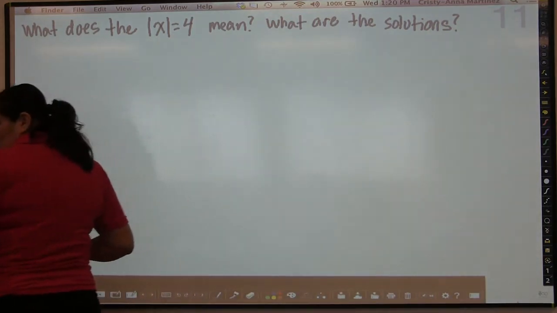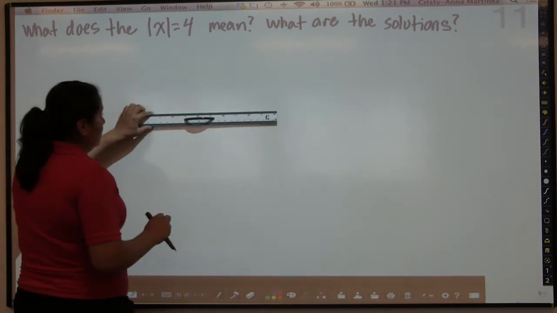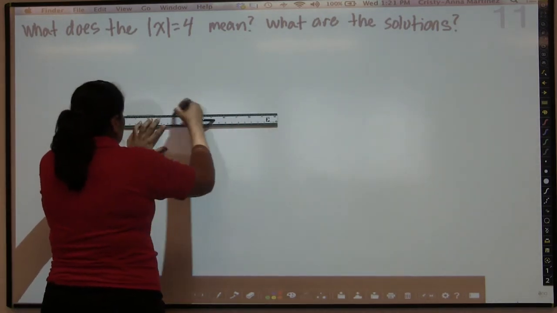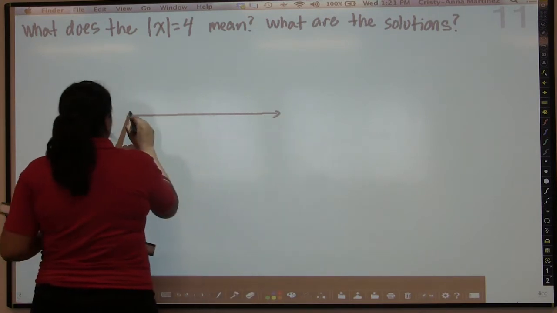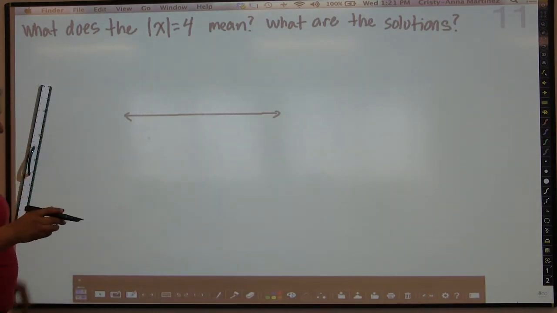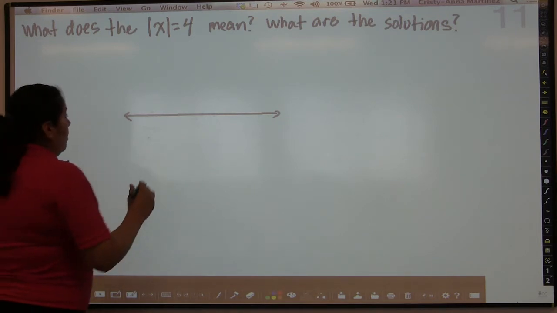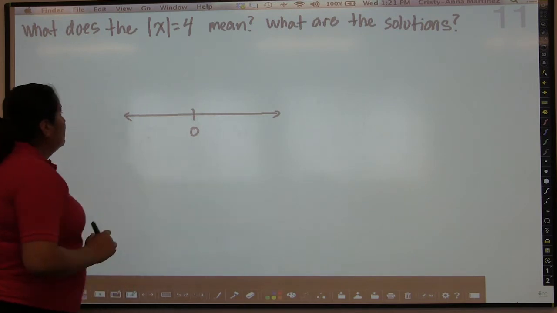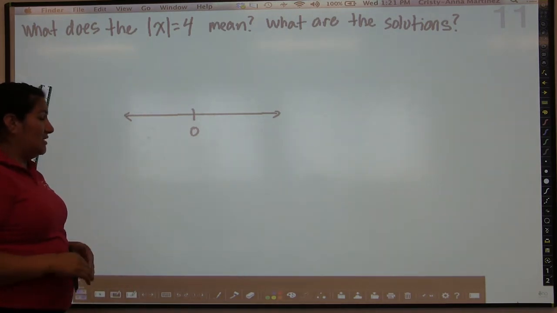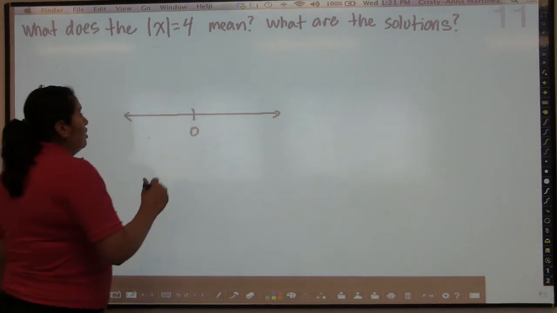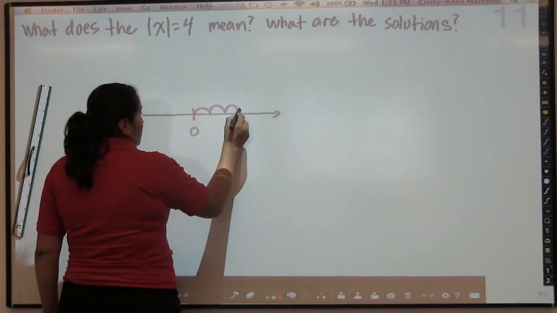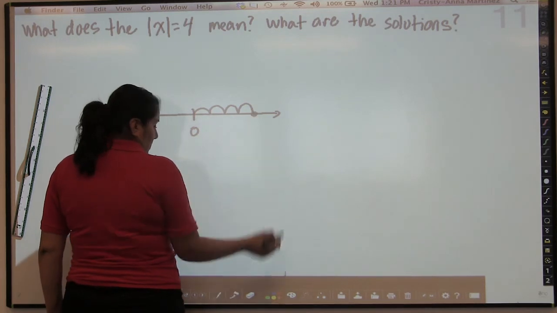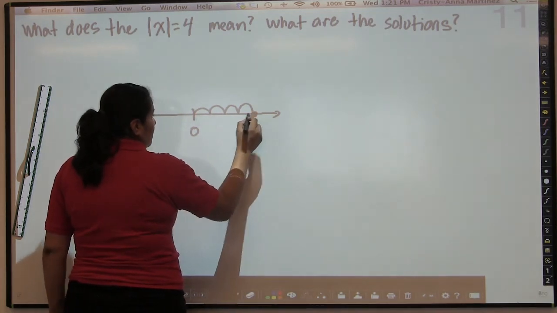So one of the ways that we can figure this out is to use a number line. So I'm going to go ahead and get a number line going here. And a lot of you might recall that one of the definitions, or one of the ways that we explain absolute value, is to talk about the distance from 0. So on our number line, we usually put a 0 in the center. And when you say absolute value of x equals 4, what we're really saying is that the distance from 0 is 4 units. So we would go 1, 2, 3, 4, and put a dot right there.